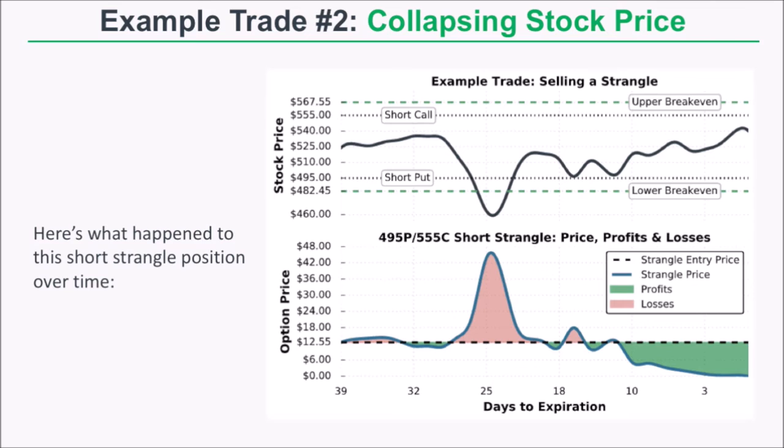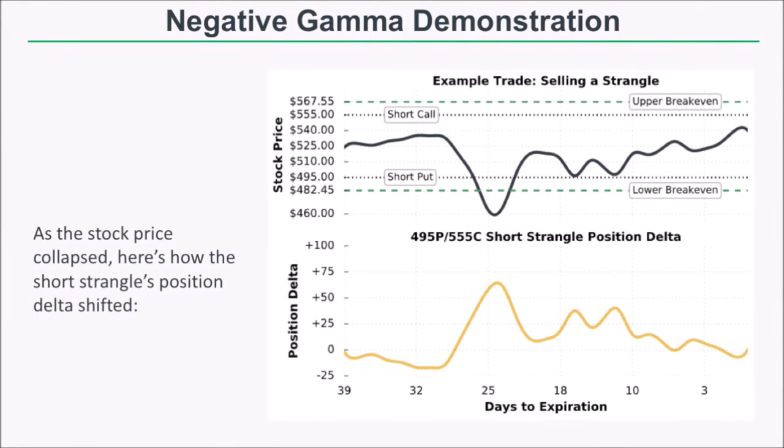So now in this next slide, we're actually going to look at how the position delta of the short strangle changes as the stock price changes, because that'll help you understand what that negative gamma means. Alright, so in this graph, we're looking at the same thing on the top graph, so we're just looking at the changes in the stock price relative to the short call and short put.